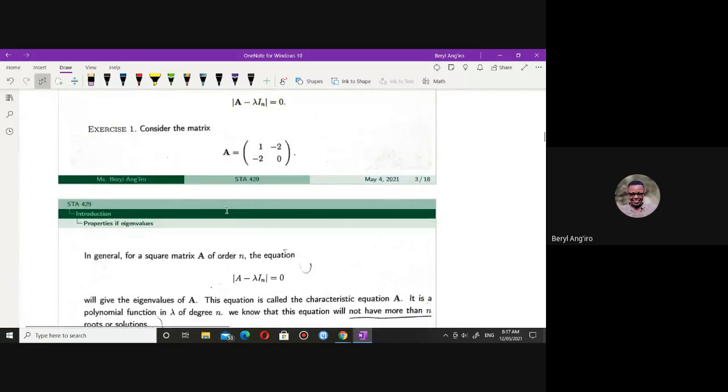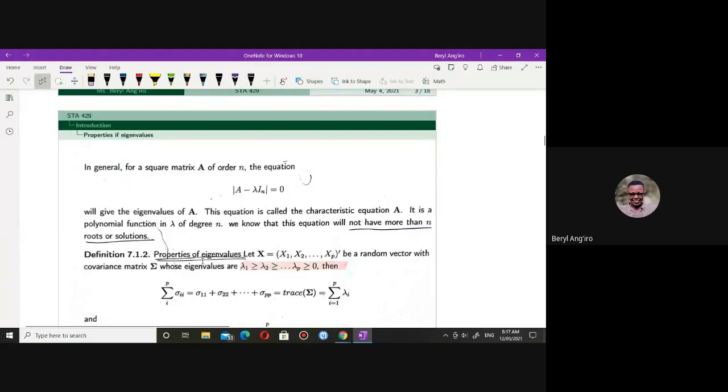Example: consider this simple matrix, A is 1, minus 2, minus 2, 0. In general, for a square matrix A of order n, that is the equation which will give the eigenvalues of A. So if you solve this equation, then you'll get all the eigenvalues of A. This equation is called the characteristic equation of A, and it is a polynomial function of lambda of degree n. So we know that this equation will not have more than n solutions. So we'll only have up to n solutions.